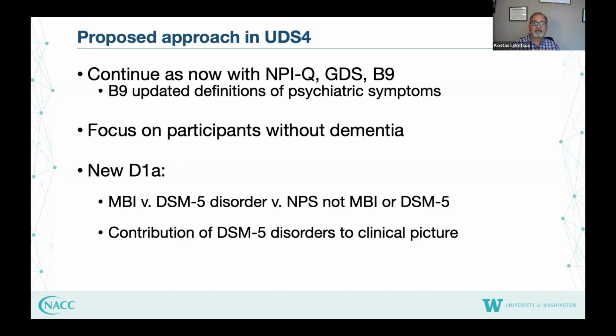We're obviously focusing on individuals without dementia, and as you'll see in D1A, which we'll get into a little bit deeper, we're looking to decide whether someone who has neuropsych symptoms has MBI or a DSM-5 disorder, or they have NPS that don't quite fit either a DSM-5 condition or MBI. And that is a by default distinction.